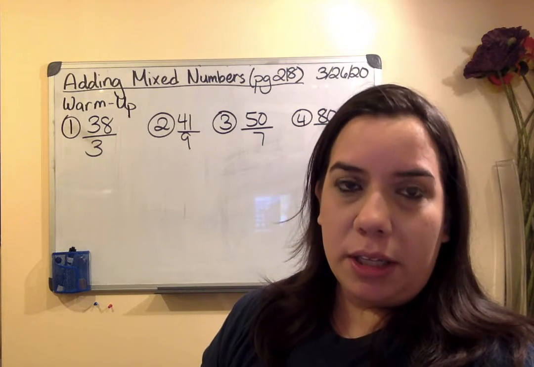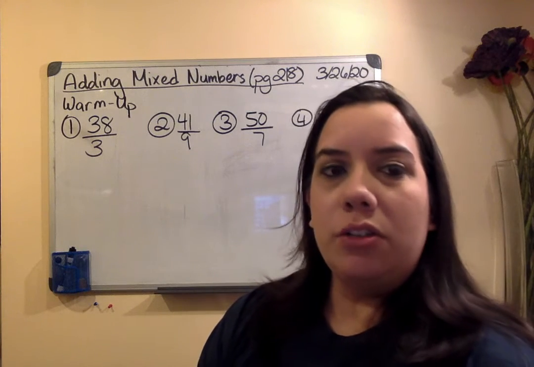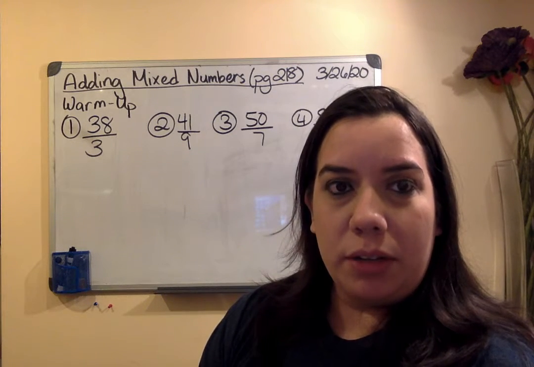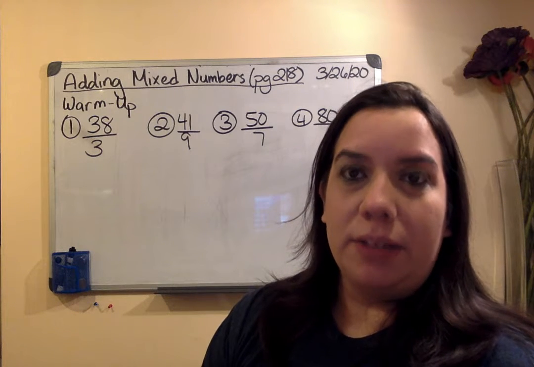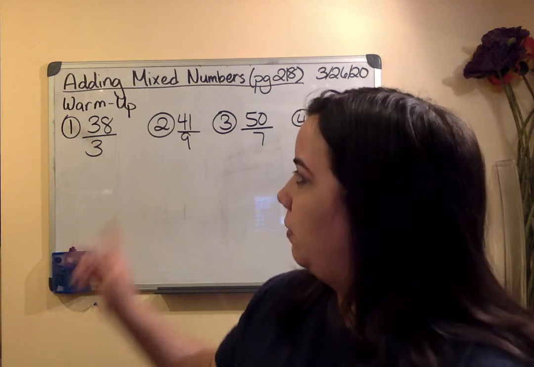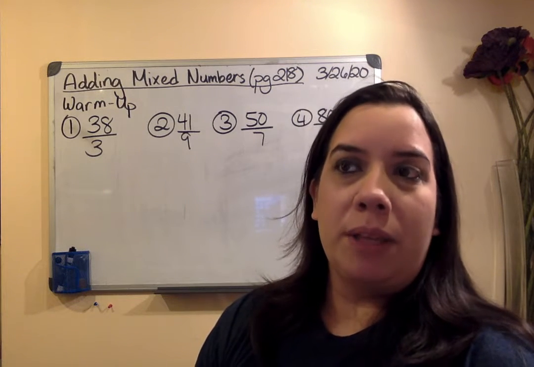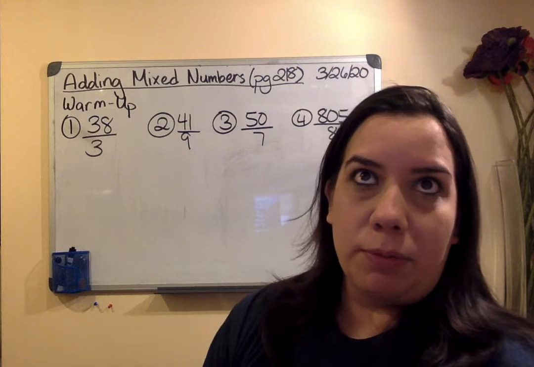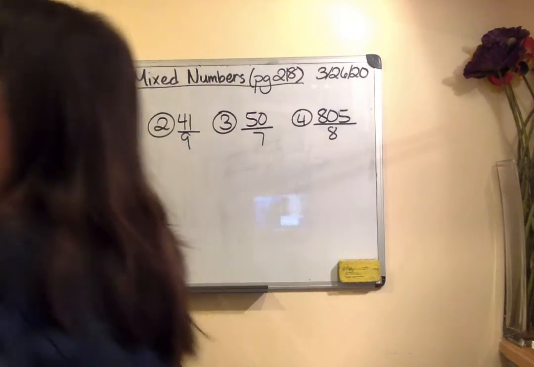So let's go ahead and review how to change improper fractions into mixed numbers. Do you guys remember how to do that? Right. If you said divide, that's what we're going to do. We're going to divide our fractions so that we can make it into mixed numbers, which make it at least a proper fraction. So let's begin. Let's start with number 1.